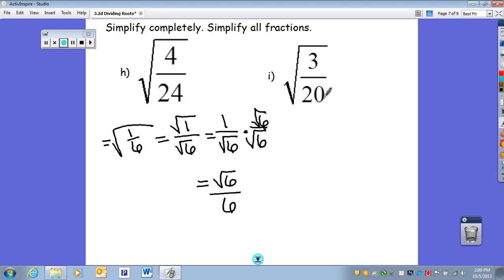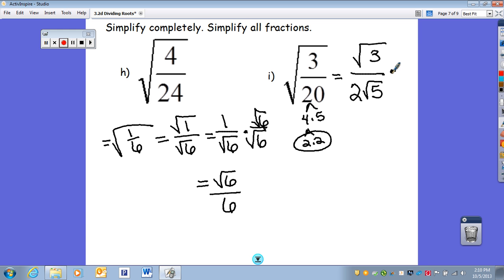In our next example, we cannot simplify 3 over 20. So we are going to make a factor tree first and show you that method for 20. 4 times 5 and 2 times 2. So we have the square root of 3 over, and remember the 2 can come outside because it's 2 squared, and then we have the square root of 5.